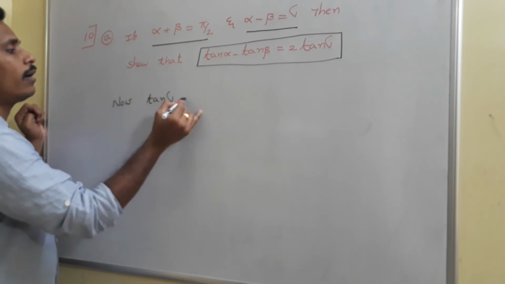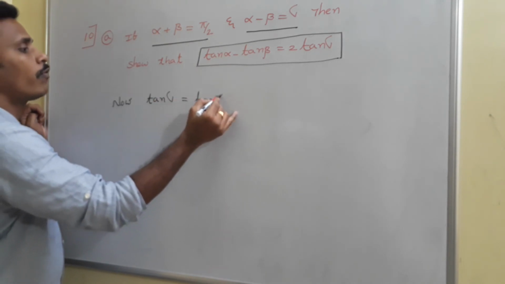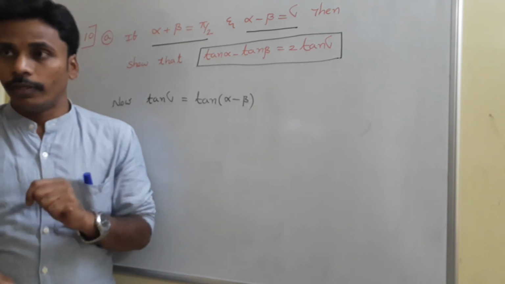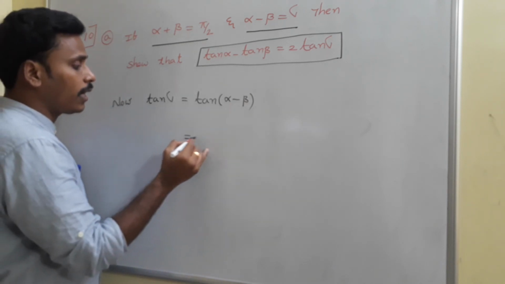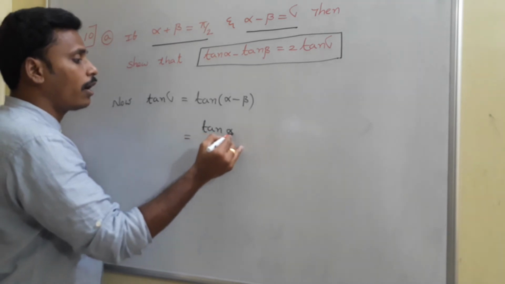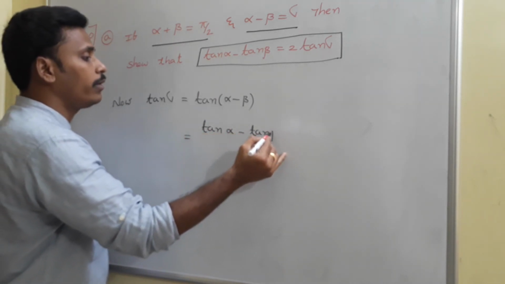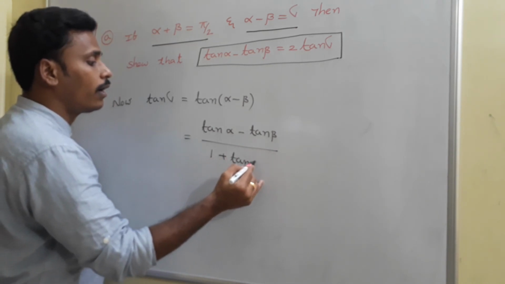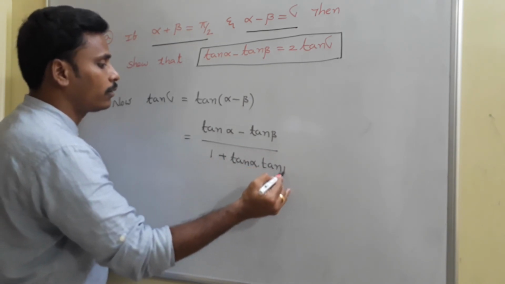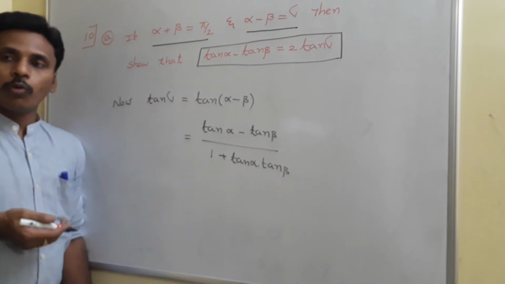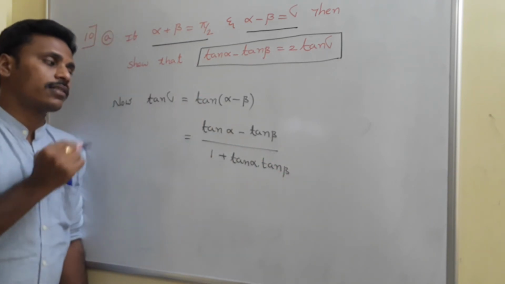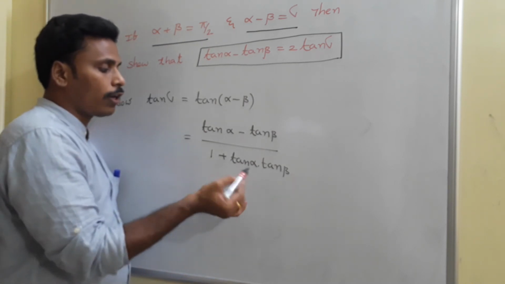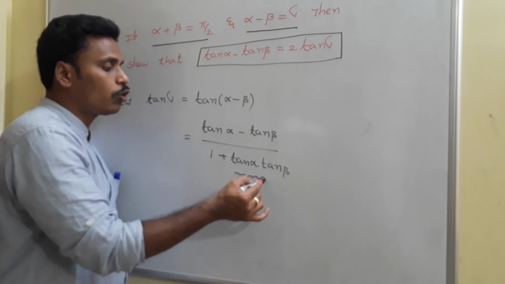So tan gamma is equals to tan of alpha minus beta. Is it right? Because gamma is alpha minus beta. And tan of alpha minus beta is nothing but tan alpha minus tan beta divided by 1 plus tan alpha into tan beta. Okay? See, just the direct formula of tan of a minus b: tan alpha minus tan beta by 1 plus tan alpha tan beta. Now you need to think about this product, tan alpha into tan beta.